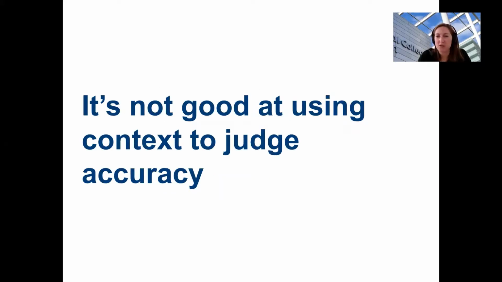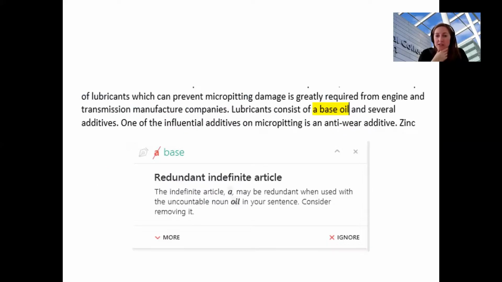Okay, Grammarly is also not good at using context to judge accuracy. And again, that is something that we do as EAP specialists. We think about the genre of the text, we think about the argument the student is trying to make, we think about how a sentence fits into the wider paragraph. Grammarly doesn't do that quite as well. So here's an example of where, again, a perfectly good sentence, but Grammarly is saying oil is an uncountable noun and therefore you can't use "an" with it.